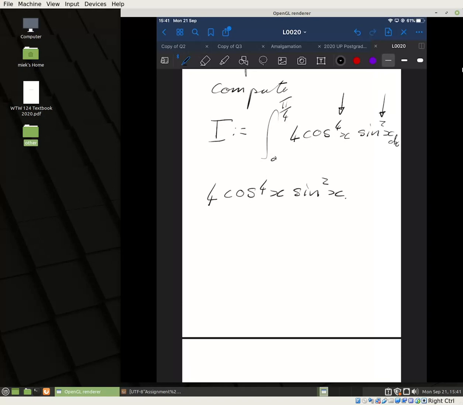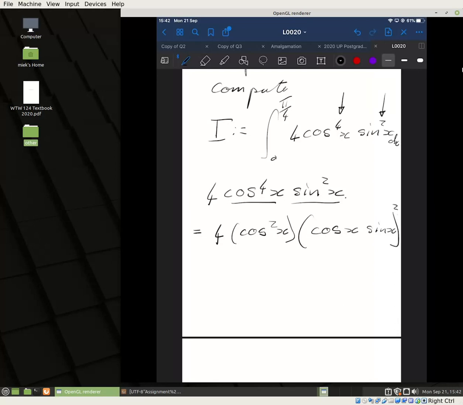And let us take 2 cosines and 2 sines. Let's factor that out. And what are we left with? We are left with a 4 cosine squared x, and here we've got a cosine x sine x squared. So you see here, if we multiply that out, we get back exactly what we had at the beginning.